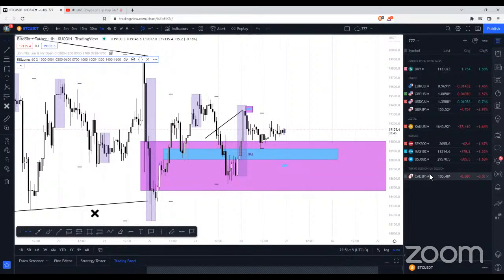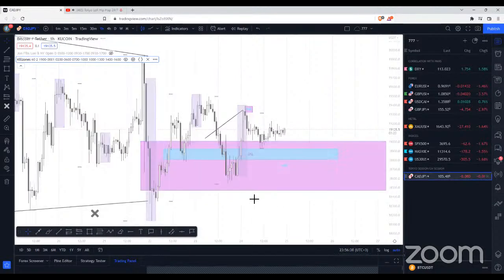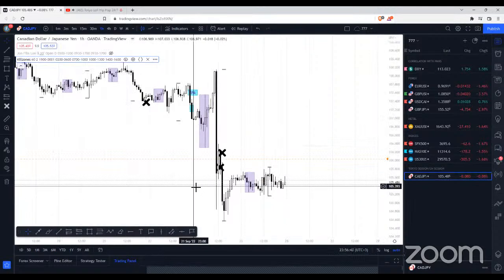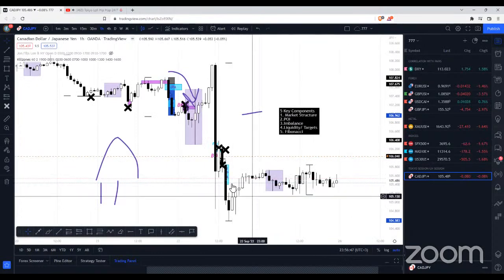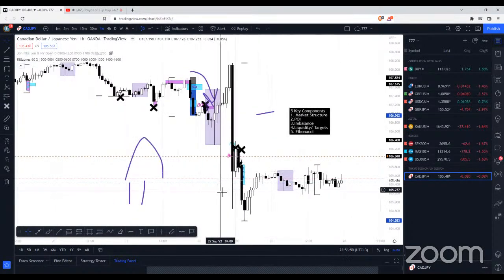Which one was my best trade this week? I had a lot of good trades, man. This week has been insane. I think this was the most volatile week out of the whole year, in my opinion. Let me show you CAD JPY. You can probably already see my analysis, but man, I didn't even know where to start.